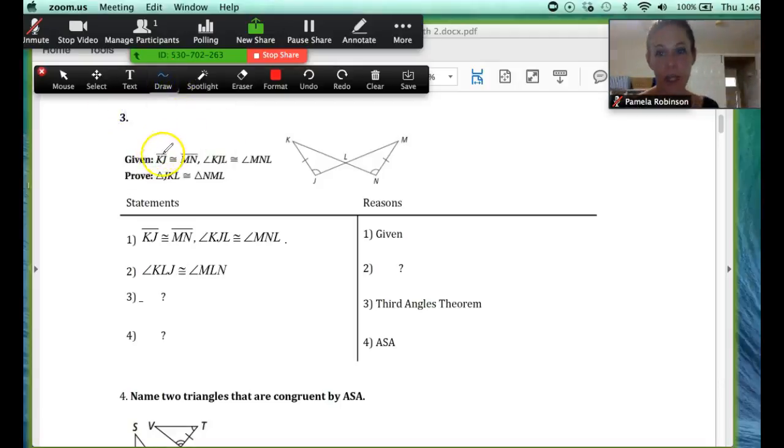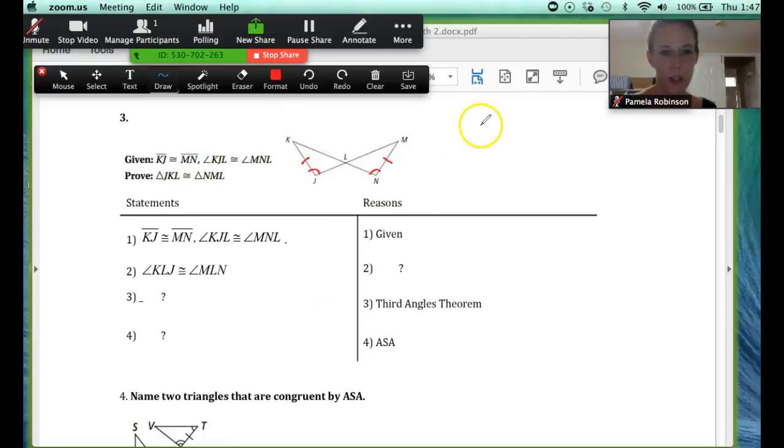We are given KJ is congruent to MN. It's already marked, but I like to mark it in red so I can get this in my head. What else do I know? Angle KJL is congruent to angle MNL. Now they're marked. Great. Now let's go to our proof. First let's look at what we're trying to do: prove triangle JKL is congruent to triangle NML. We want to prove these triangles are congruent.